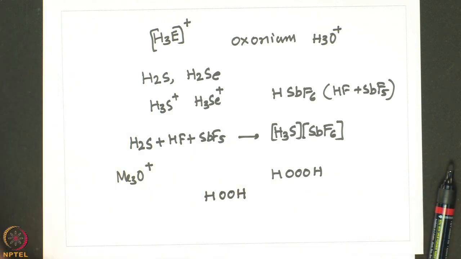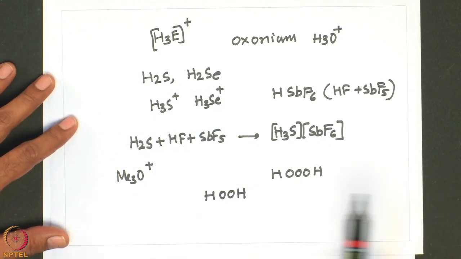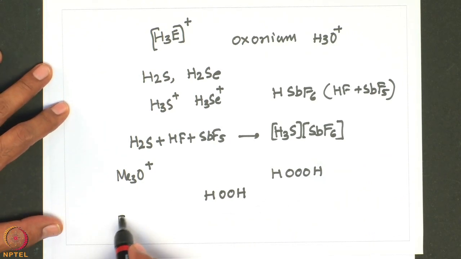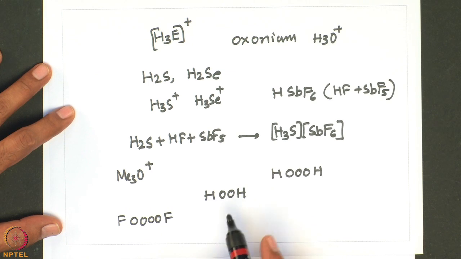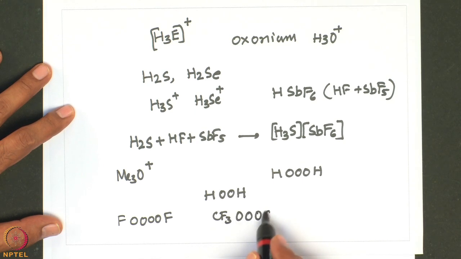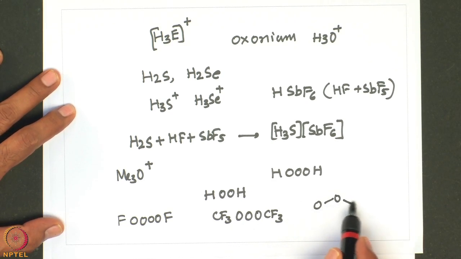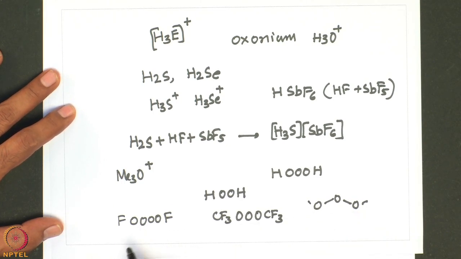But related fluorine containing compounds having more than 2 oxygen atoms in a chain are known. For example, F2O4 is known, and similarly CF3 compounds are known where we have 3 oxygen atoms in a row, and here we have 4 oxygen atoms.